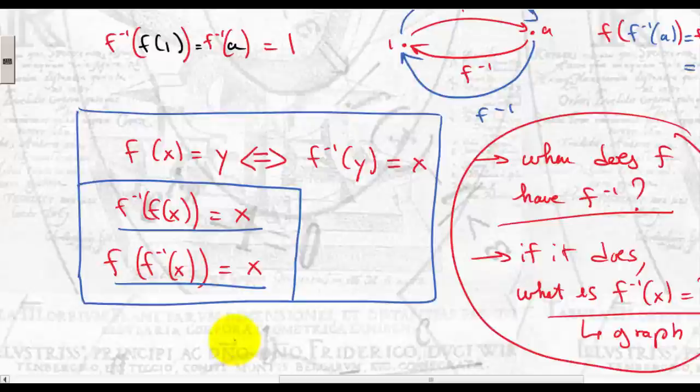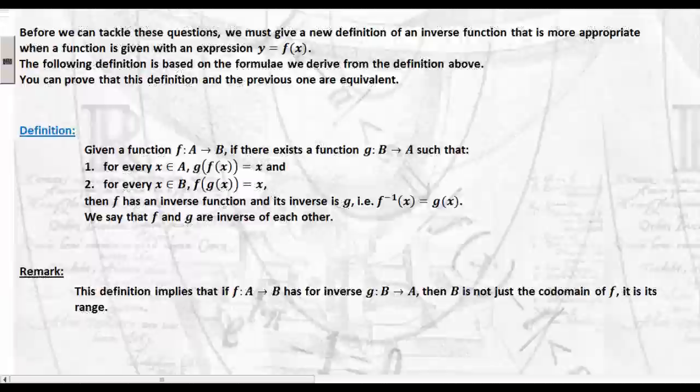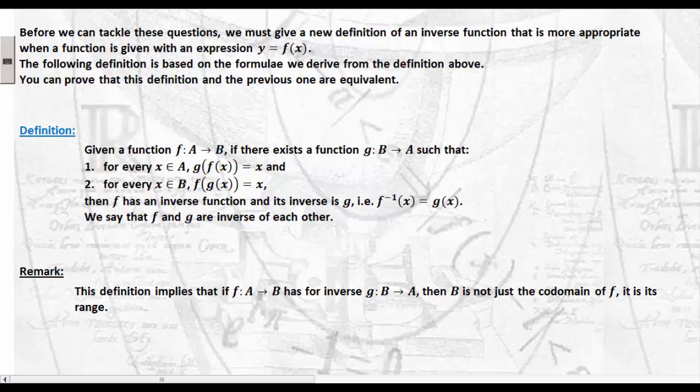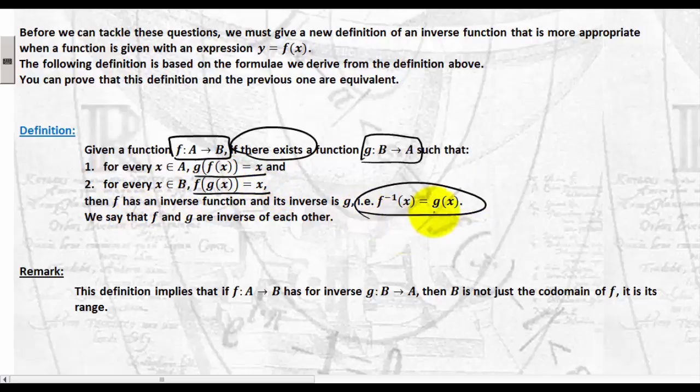So let me bring the definition of an inverse function right now. I don't often read my notes, but this statement I'm going to read. If you are given a function f from A to B, and if there exists a function g from B to A, such that g of f of x equals x, and f of g of x equals x, then f and g are inverse of each other. Then g is called the inverse of f, okay? g is f minus 1, or if you want, f is g minus 1. There's no difference there. g and f are inverse of each other.